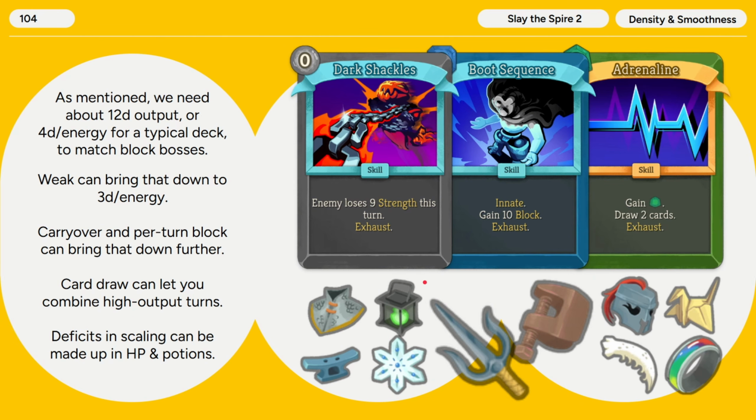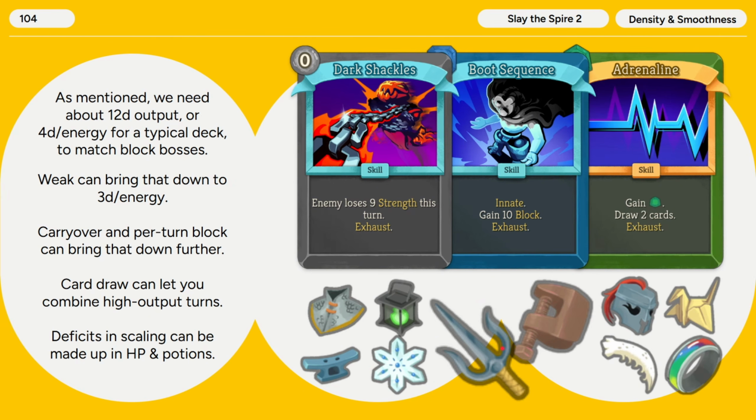So Dark Shackles removing strength, especially from the Test Subject, or especially from the Queen, who has multi-attack both on the Queen and on the Chestling. Boot Sequence being a 0 cost effect, and obviously effects like Adrenaline that just give you raw output. But also a lot of your common relics, right? Like your Lantern and your Gorget. A lot of uncommon relics like your Intimidating Helm and your Permafrost and your Boat thingies.